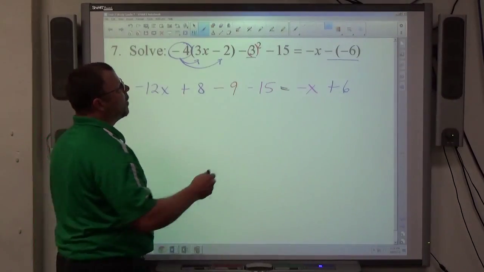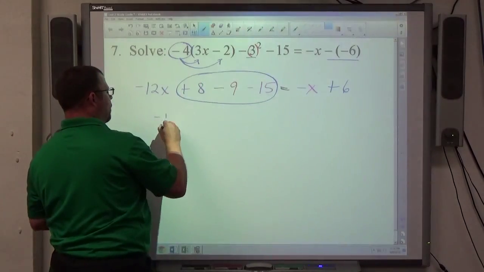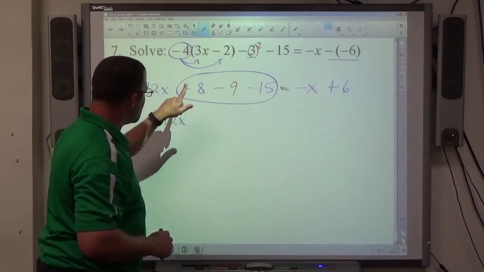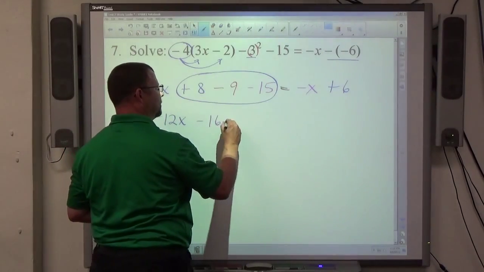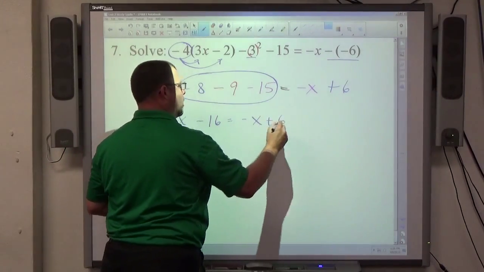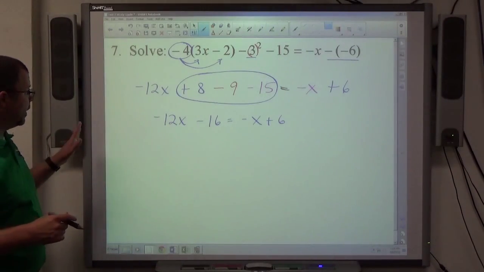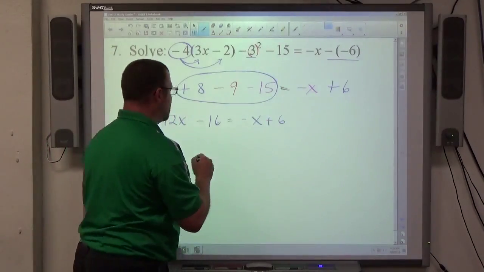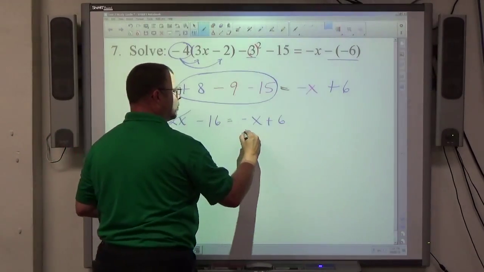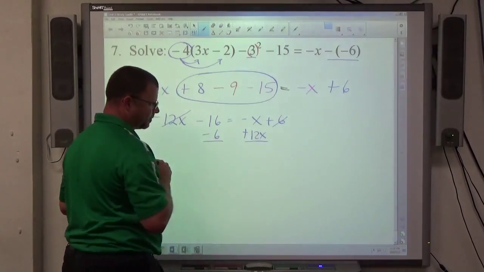Next thing I would do is I would add like terms together, so all 3 of these guys are like terms. So negative 12x stays as is. 8 minus 9 is negative 1, minus 15 is negative 16. So that's where I'm going to be at this point. What I would do at this point, I'm at the same point I was in number 5. Now I've got letters on both sides, numbers on both sides. I'll move the 12x to the right, becomes positive 12x. I'll move 6 to the left, becomes negative 6.